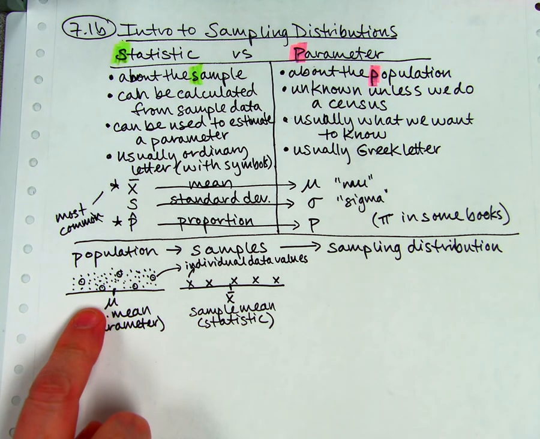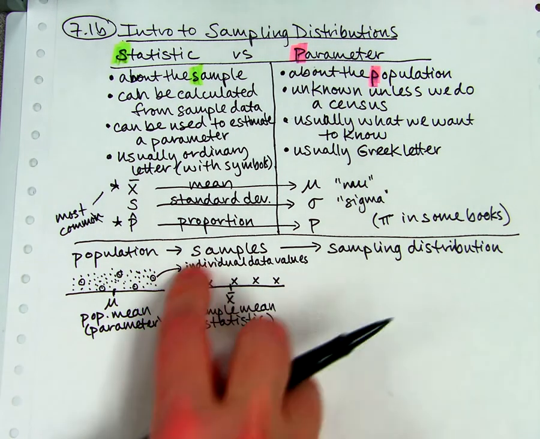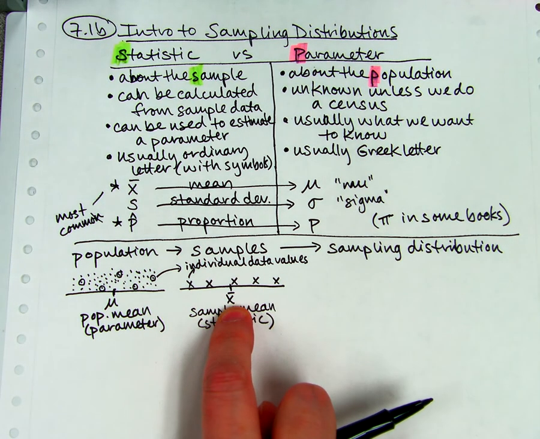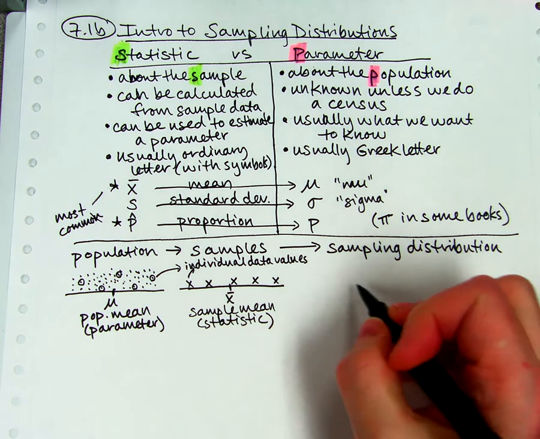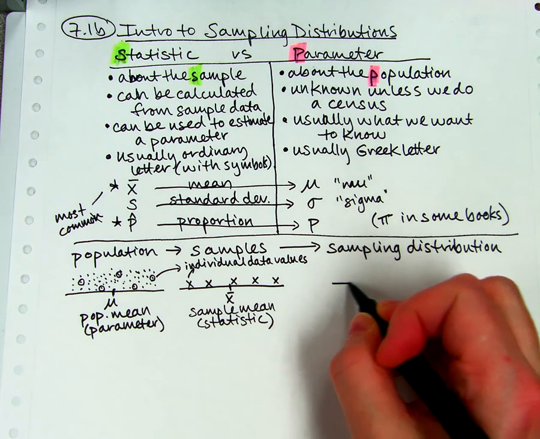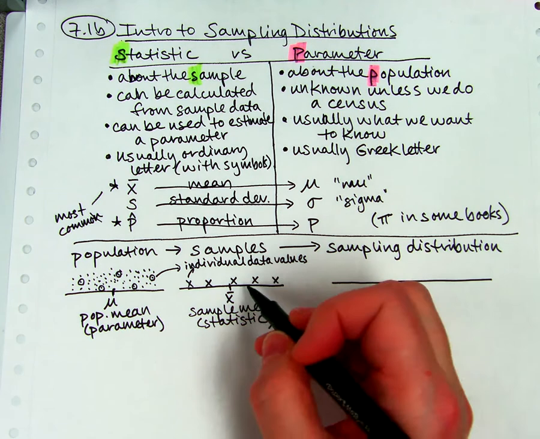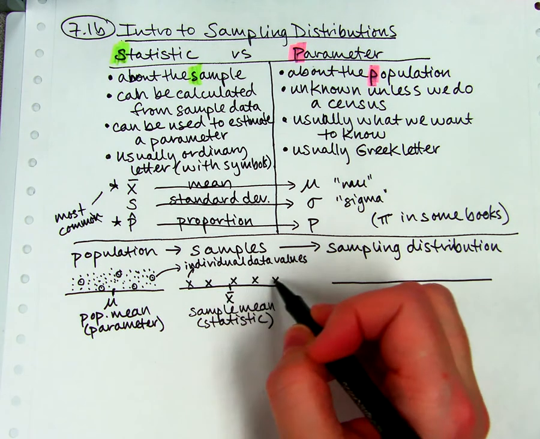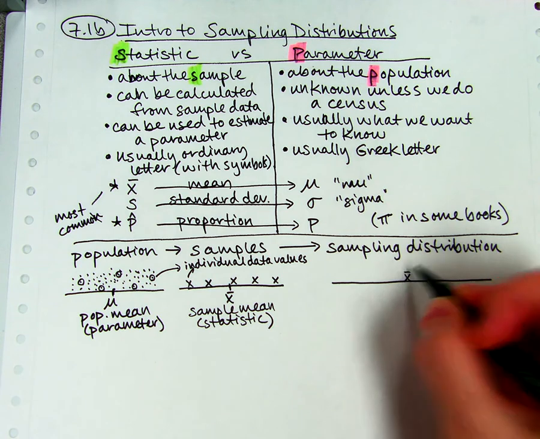Now, if I want to do a sampling distribution, I'm not going to graph these, and I'm not going to graph these. I'm going to take the x bar from this sample and the x bar from a whole bunch of other samples and plot those. So it's kind of like data about data. It's kind of weird. If I take all of these sample values and find the mean and plot it, that's an x bar value.